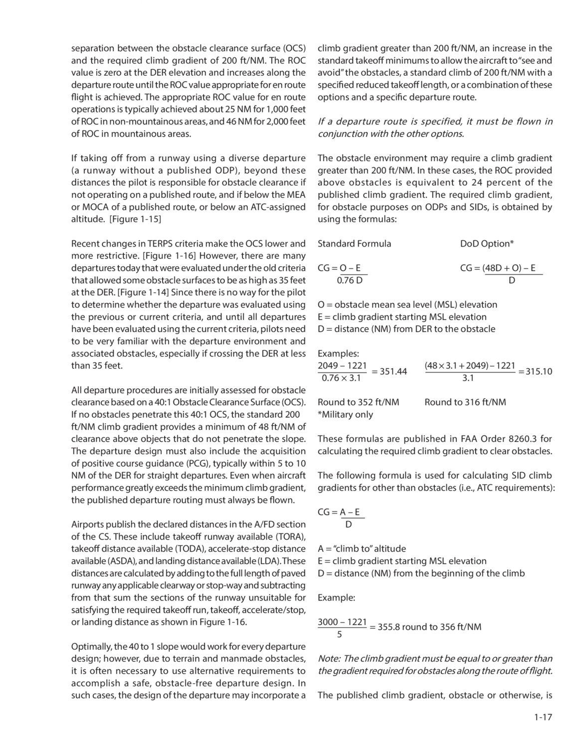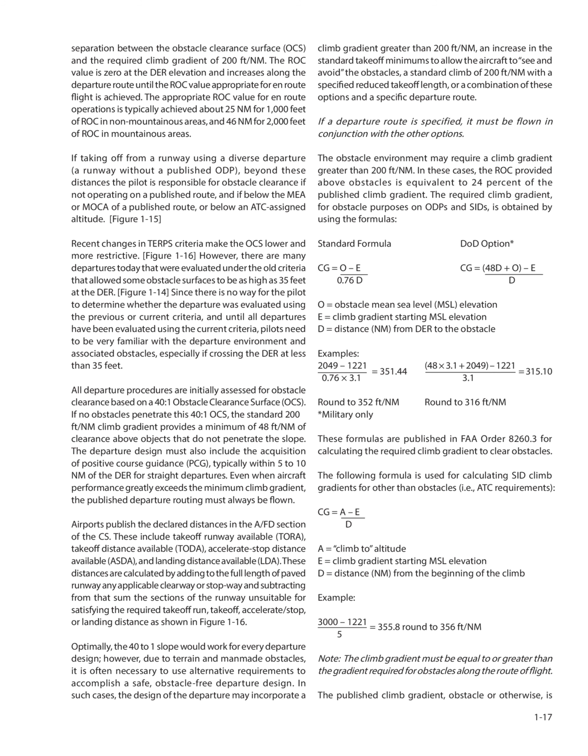All departure procedures are initially assessed for obstacle clearance based on a 40:1 obstacle clearance surface, OCS. If no obstacles penetrate this 40:1 OCS, the standard 200 feet/nm climb gradient provides a minimum of 48 feet/nm of clearance above objects that do not penetrate the slope. The departure design must also include the acquisition of positive course guidance, PCG, typically within 5 to 10 nautical miles of the DER for straight departures.